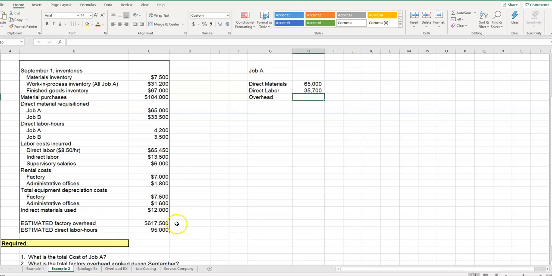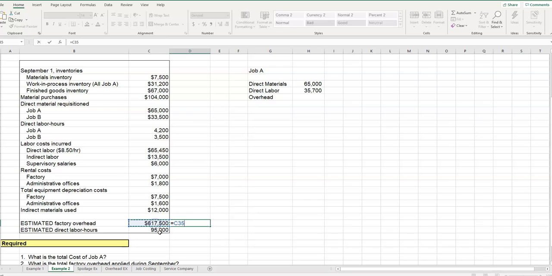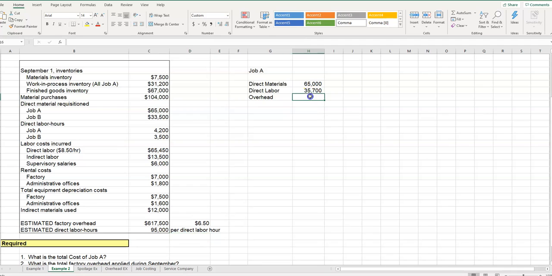Our overhead amount is based on our predetermined overhead rate, which we still need to calculate. So we have total estimated factory overhead divided by our total estimated direct labor hours. That gives us a rate of $6.50 per direct labor hour. Job A had 4,200 hours times $6.50 per direct labor hour to apply overhead.